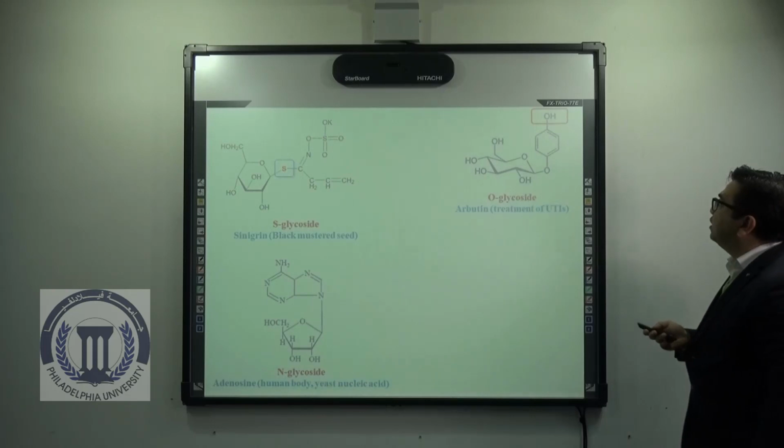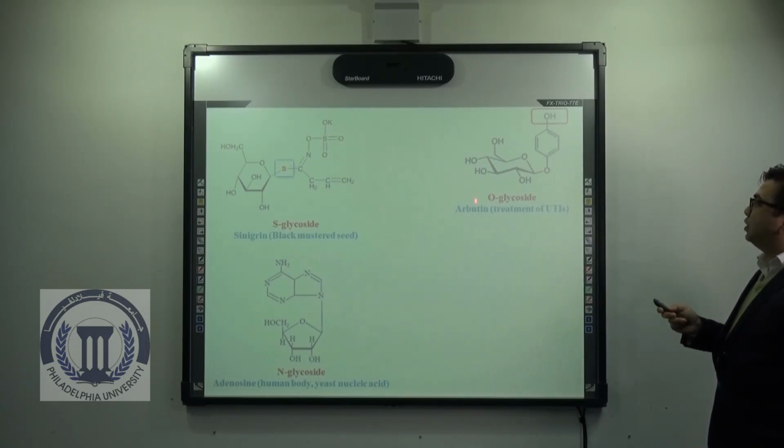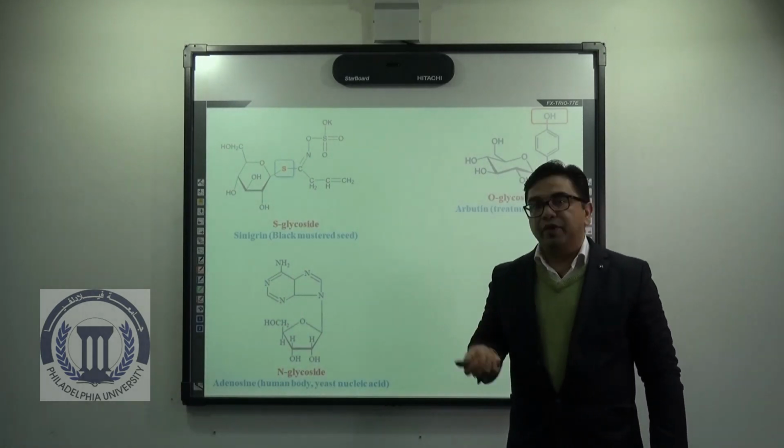The third example is again an example of O-glycoside. You can see the linked atom between the aglycon part and glycon part is oxygen. The name of the compound is arbutin. It is mainly used for the treatment of urinary tract infection.